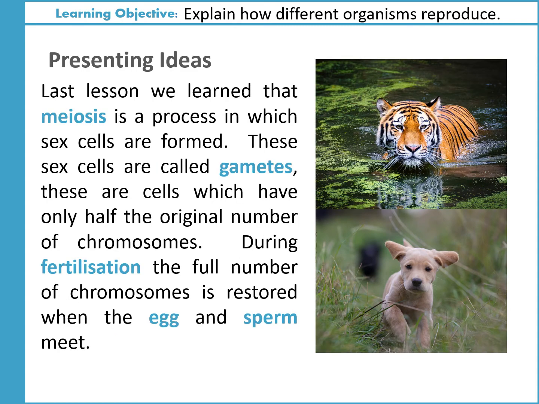We also learned last lesson about meiosis, which is the form of cell division where gametes are formed. And remember that in formation of gametes, the number of chromosomes or the amount of genetic material is halved. So in the case of animals, we would make eggs and sperm, each with half the normal number of chromosomes. In plants, we would make pollen and ovules, each again with half the number of chromosomes of a full cell.